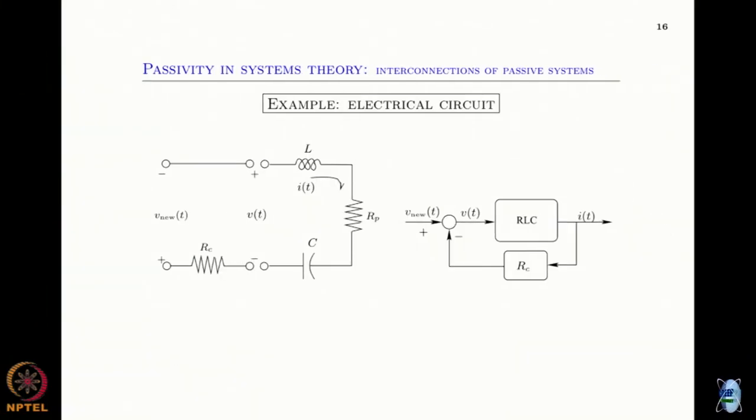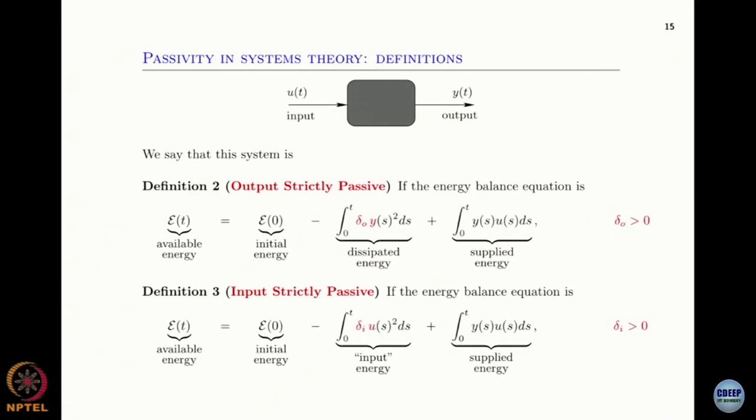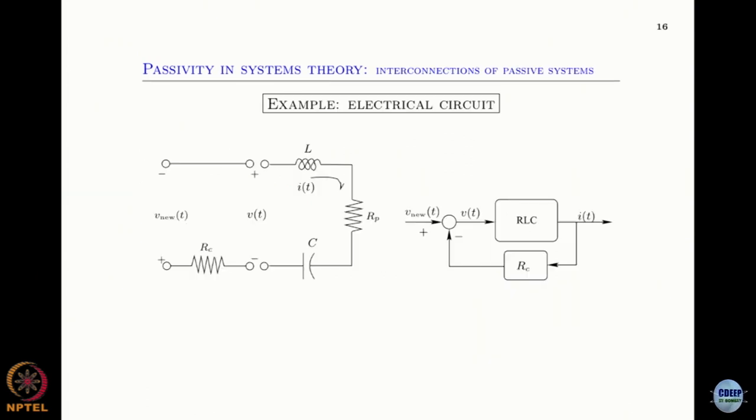So once again, the electrical circuit, let's see what happens to this circuit. We already saw that if we have a resistive element, we had this integral of I squared R, right, sitting there with a minus sign. So that system satisfies this balance equation, right? So my RLC circuit is output strictly passive. So what can I do with a system that is output strictly passive? Well, I can, for instance, interconnect it with another system that is passive. In this case, if I just use another resistive element, you can consider it as input strictly passive because it's just a constant.